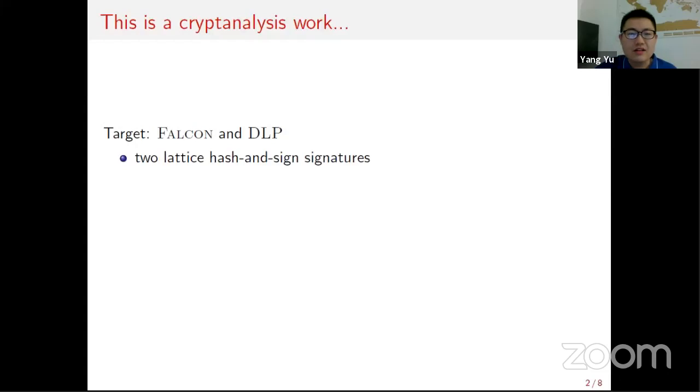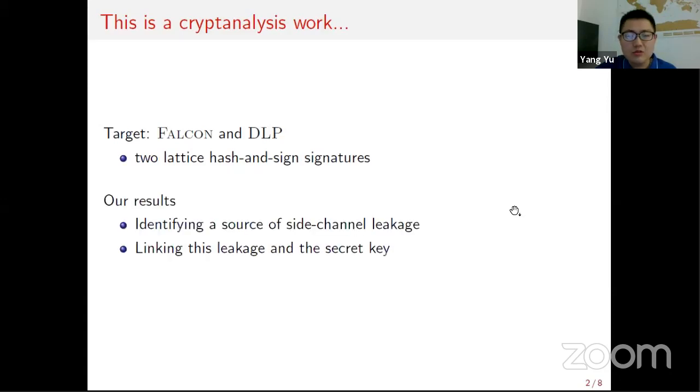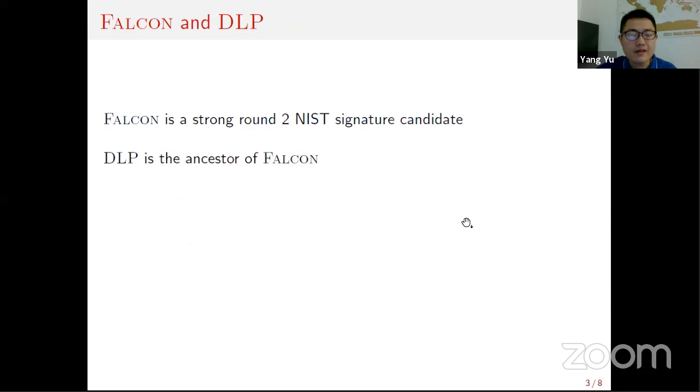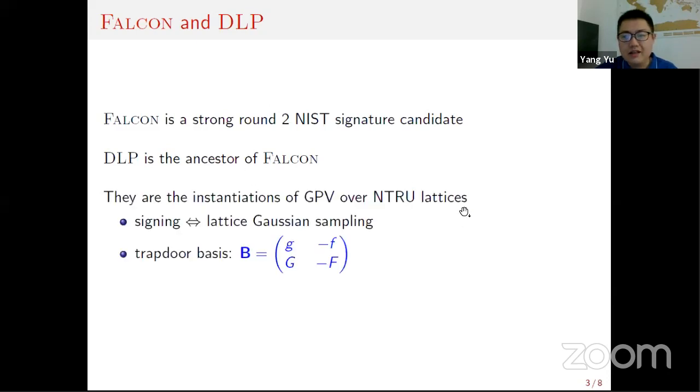This work is about cryptanalysis. Our targets are two lattice hash-and-sign signature schemes, Falcon and DLP. In this work, we identify a source of side-channel leakage in some implementations of Falcon and DLP, and we also study the link between this side-channel leakage and the secret key. Falcon is a strong round 2 candidate in the NIST PQC competition, and DLP is the ancestor of Falcon. Both Falcon and DLP are instantiations of GPV hash-and-sign over NTRU lattices.